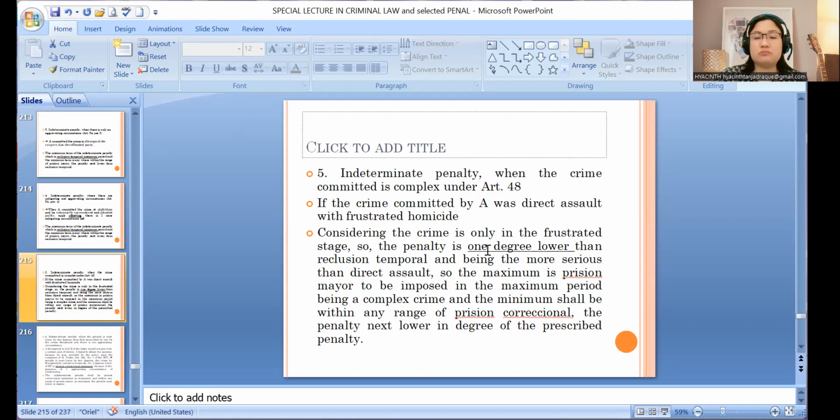The maximum of the indeterminate penalty shall be prisión mayor to be imposed in the maximum period, being a complex crime, because the law says the penalty of the most serious in the maximum period. Hence, the maximum of the indeterminate penalty shall be prisión mayor maximum, and the minimum shall be within any range of prisión correccional, which is the penalty next lower in degree of the prescribed penalty.